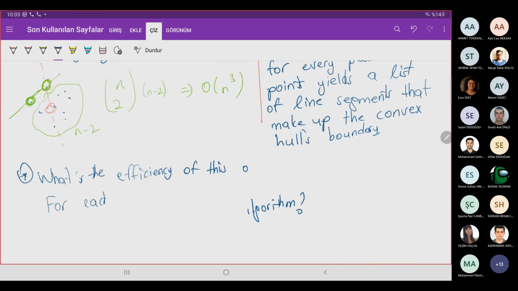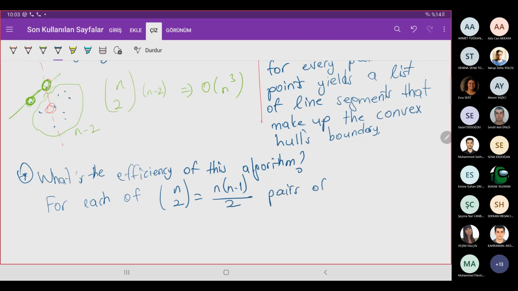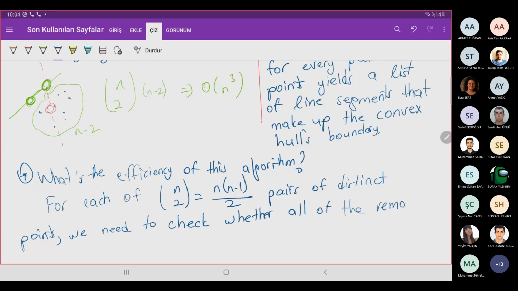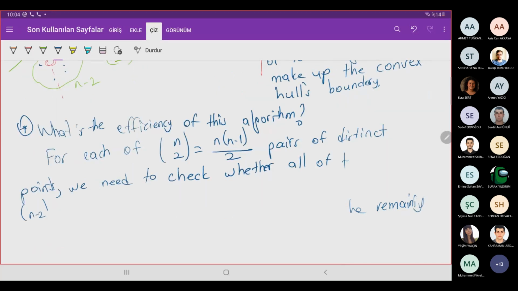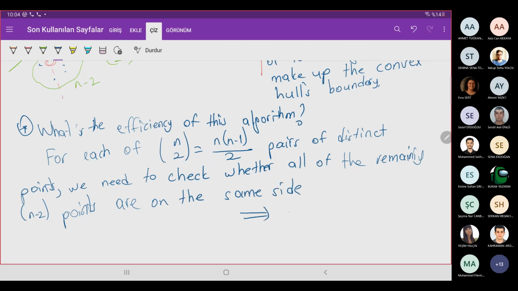So for each of n choose 2, which is equal to n times (n minus 1) over 2 pairs of distinct points, we need to check whether the other points are on the same side. So this makes n cube complexity. Okay.